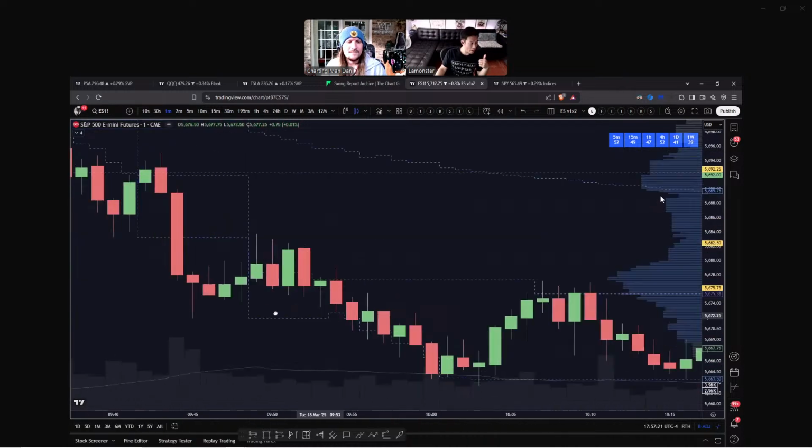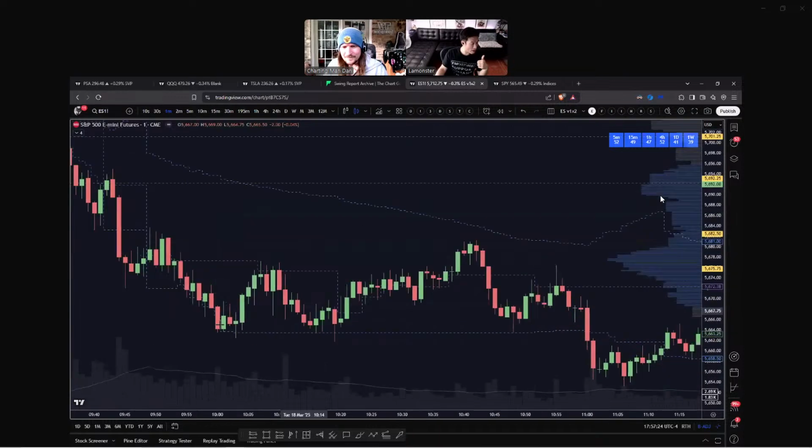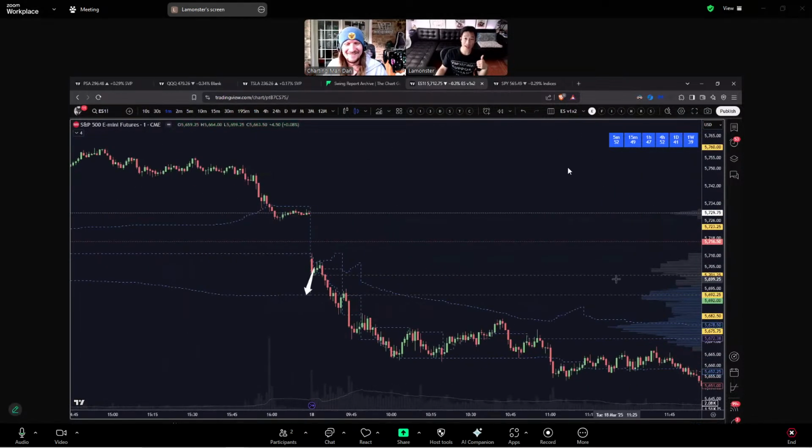You get another DPOC play over here, and then another DPOC play over here, and then this is where price starts to stabilize. We're going to go through the whole day.